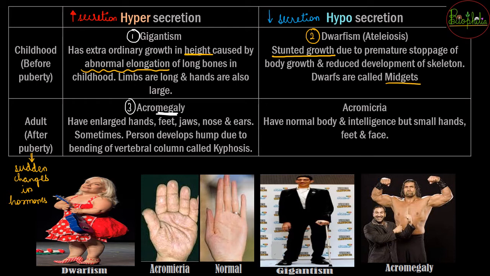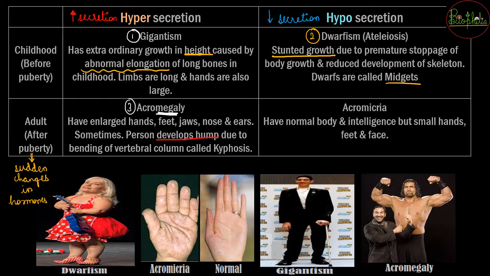So the person will be having large hands and feet, the jaw, the nose, the ears, everything will be proportionately very large. So acromegaly में there can be proportion, but gigantism में proportion maintain करना is a bit difficult. And acromegaly में very important, the person who suffers from this is also going to develop a hump.